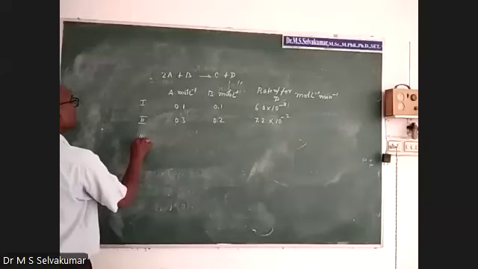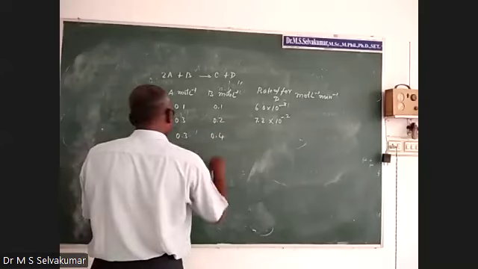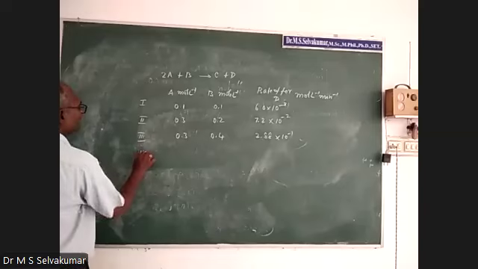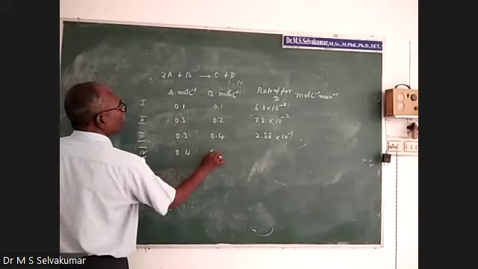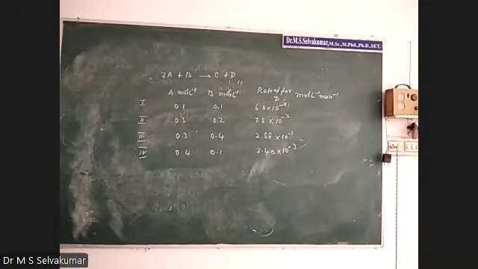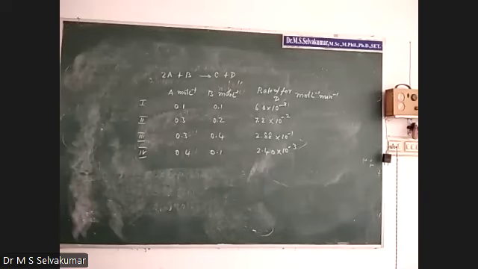And in the third case, it is 0.3 and it is 0.4. The rate is 2.88 into 10 power minus 1. And in the fourth case, 0.4 is taken and 0.1 is taken, and the rate is 2.40 into 10 power minus 2 mole per liter per minute. So based on the above data, you have to write the rate expression. How to write the rate expression from the above data?